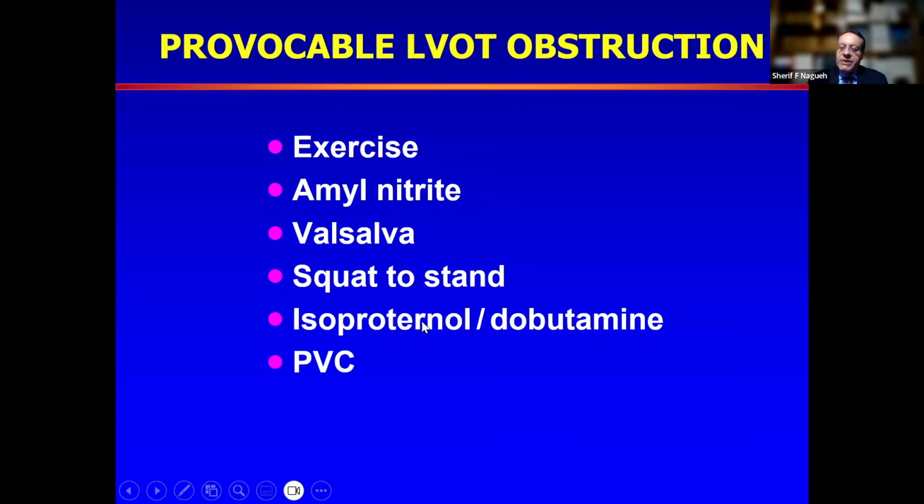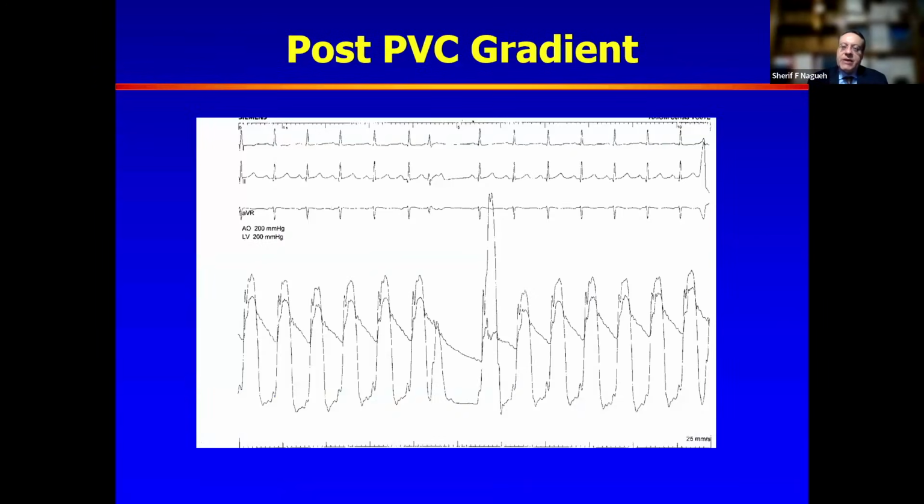In the cath lab, there was a time when isoproterenol was used, not nowadays, and dobutamine in some patients who cannot exercise. We don't want to go to high doses of dobutamine if that is the case. PVCs can sometimes happen during the scan, and if I recognize that there is a PVC, I want to obtain the Doppler signal to look for the post-PVC beat. But more frequently, it is readily recorded in the cath lab, as you see in this example.